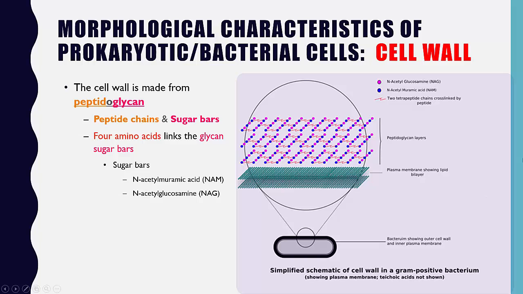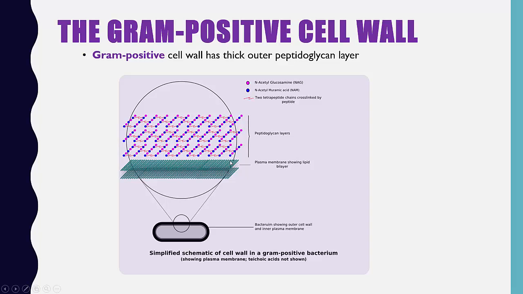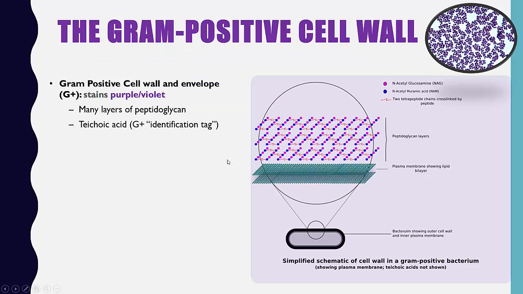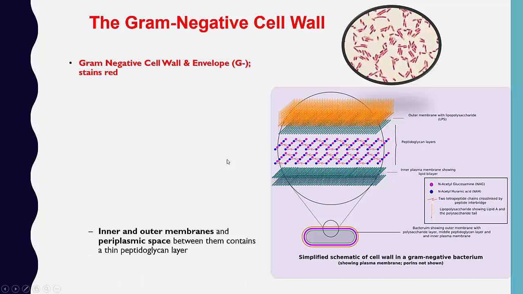I wanted to mention too, we're going to talk about how penicillin works. It actually blocks the enzyme that links peptidoglycan together. That's what penicillin does. All right. Let me just move forward.